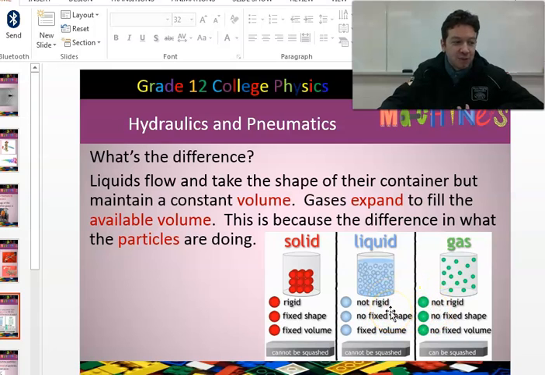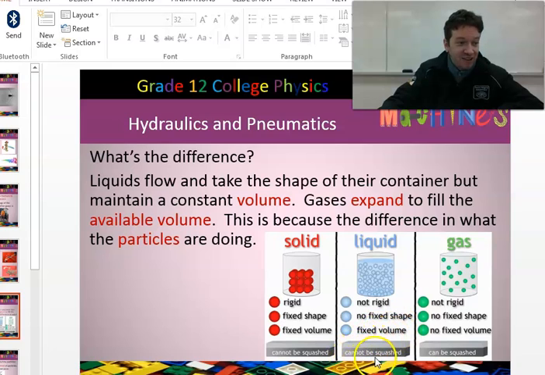But there's still a difference between a liquid and a gas. A liquid has a fixed volume. A gas does not, meaning you can change the volume of a gas, which therefore will either increase or decrease the pressure on that gas. Okay, and you will compress the gas, or you will release the pressure. Now you can increase pressure on a liquid, but you can't compress it. So it has a fixed volume.